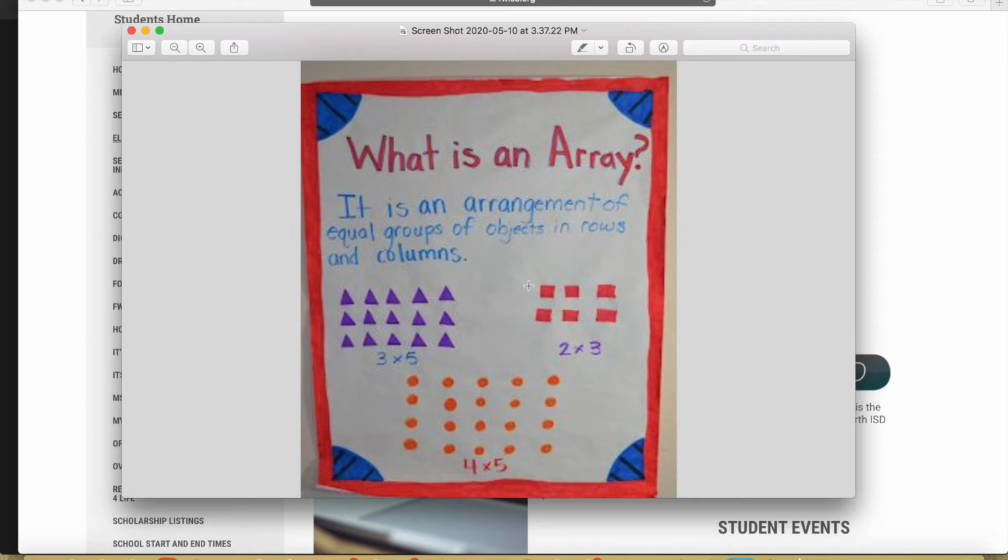So again, it starts with how many rows. Rows go left to right. So let's count our rows. Here we go. Ready? That's 1, 2. So they wrote their first number 2. Now we're doing arrays, so we're doing multiplication, so they have to write that times. Now let's count how many columns. 1, 2, 3. That's where they got 2 times 3.